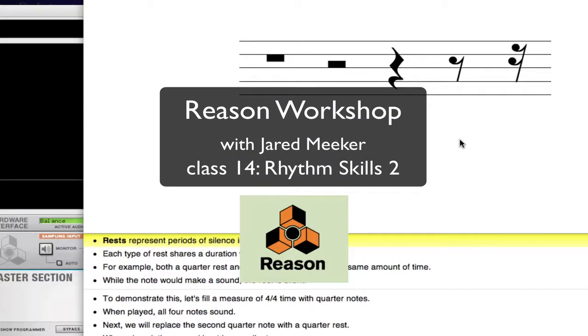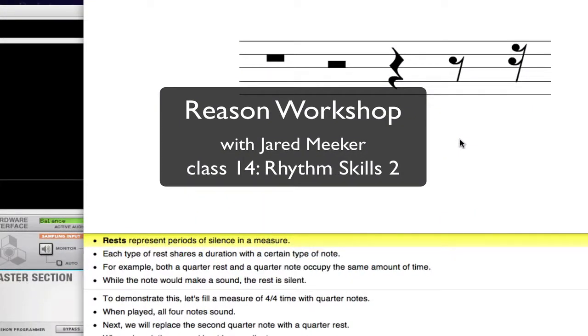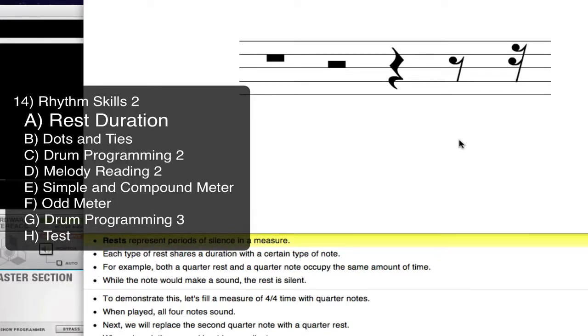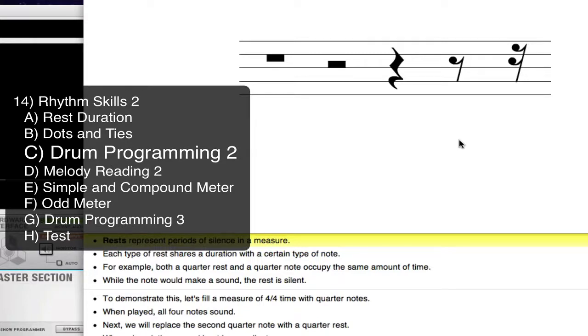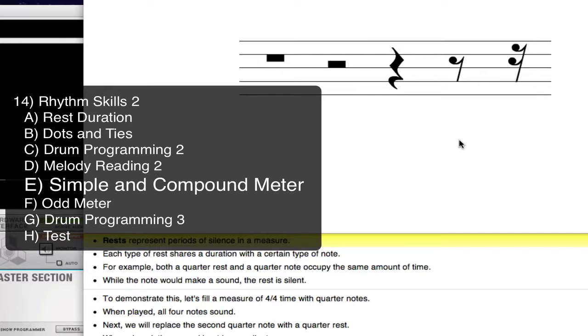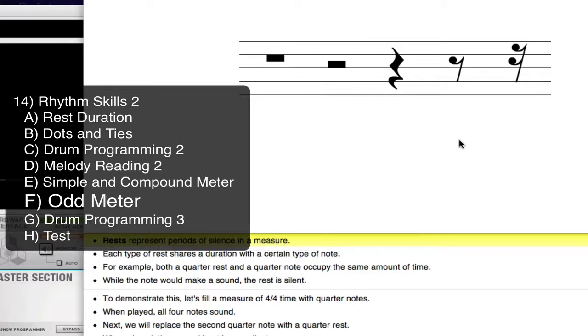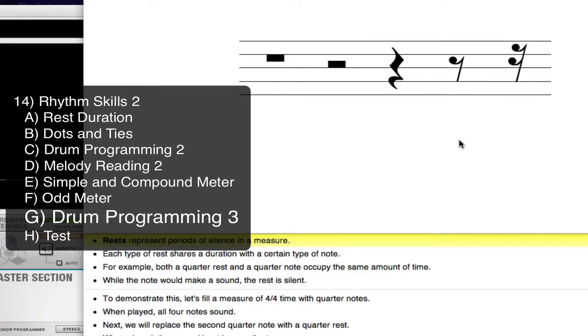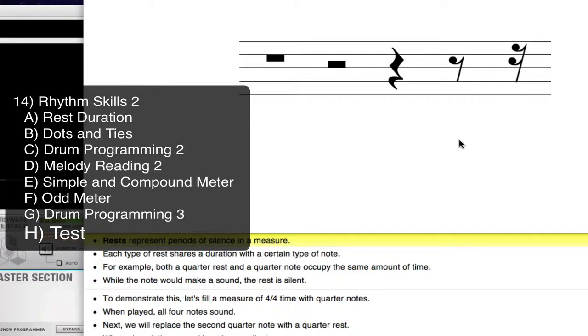Welcome to Reason Workshop, Class 14, Rhythm Skills 2. We'll start out and go over rest duration, then dots and ties. Then we'll go through drum programming 2, then melody reading 2. Then we'll go through simple and compound meter, then odd meter, then drum programming 3, and finally a test.